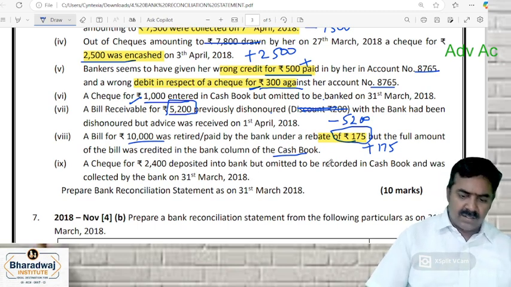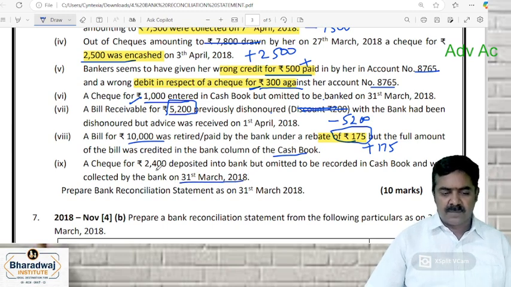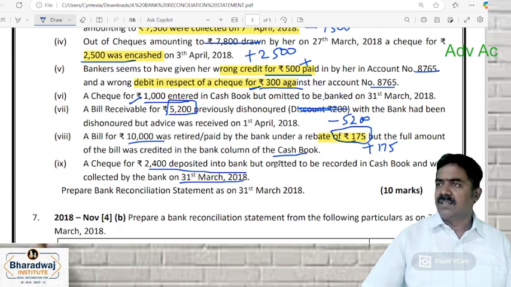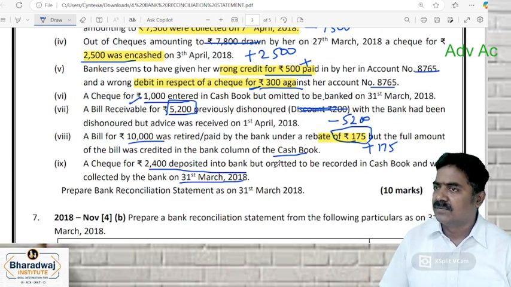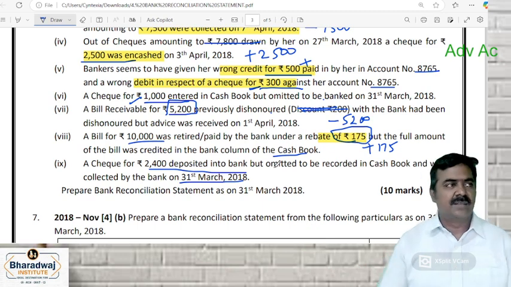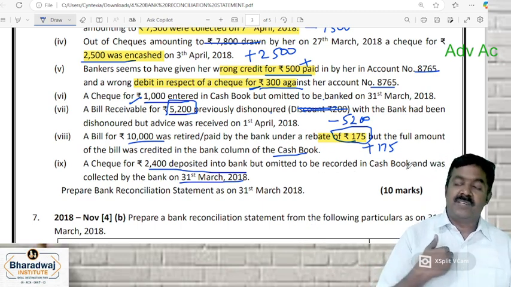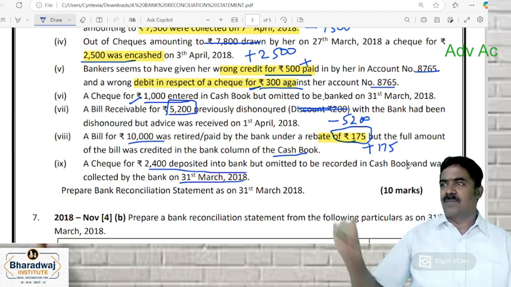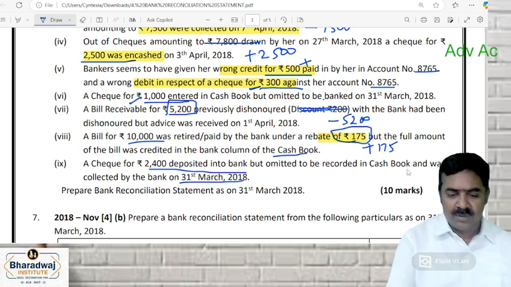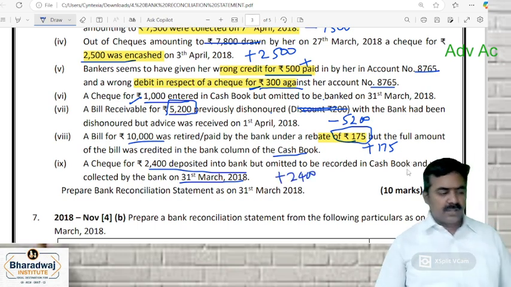2400 deposited omitted in the cash book was collected by the bank on 31st March. Check deposit பண்ணா collect ஆச்சுனா bank என்ன பண்ணுவாங்க? Add பண்ணுவாங்க. Customer add பண்ணல. Not recorded in cash book. Banker has added. Customer add பண்ணல, அப்ப என்ன பண்ணணும்? Less பண்ணணும். OD is a starting point plus 2400.